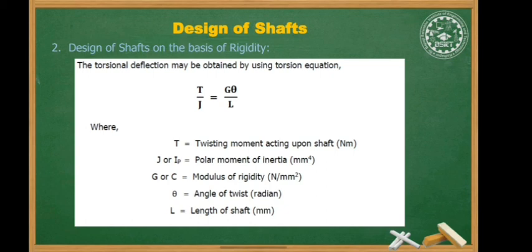Second major group is design of shafts on the basis of rigidity. This equation is also calculated by using the torsion formula, that is T by J equals G theta by L, where T is the twisting moment acting on the shaft, J or Ip is the polar moment of inertia, capital G or capital C is the modulus of rigidity, theta is the angle of twist, and L is the length of the shaft.